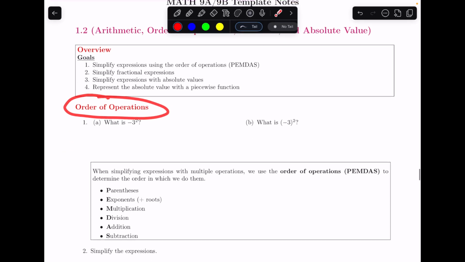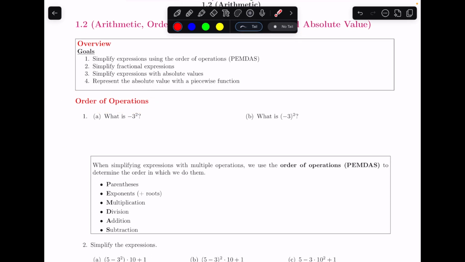So let's get right into an example. What is negative 3 squared? And part B, what is negative 3 in parentheses squared? When we have stuff like this, we got to use order of operations. We got to use PEMDAS. You'll likely have seen this acronym before. The highest thing that you see, that's what you deal with first, and then you work your way down.